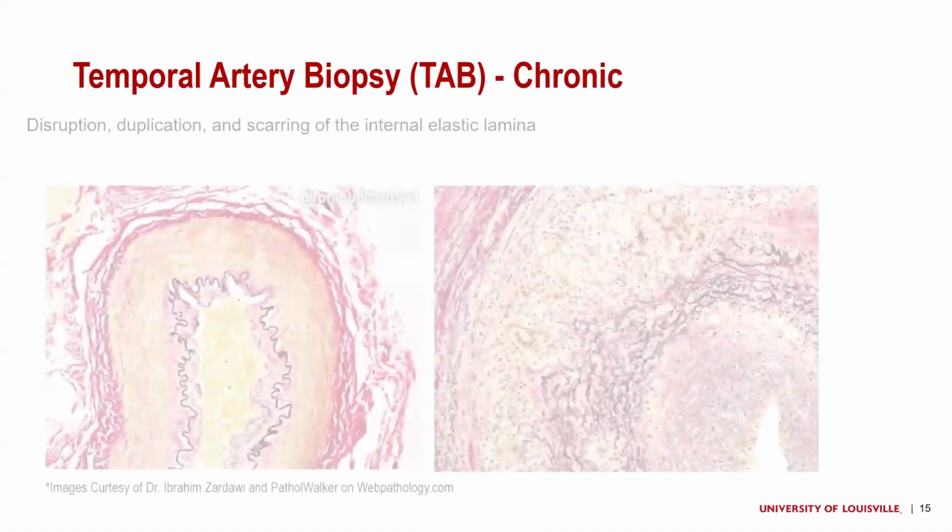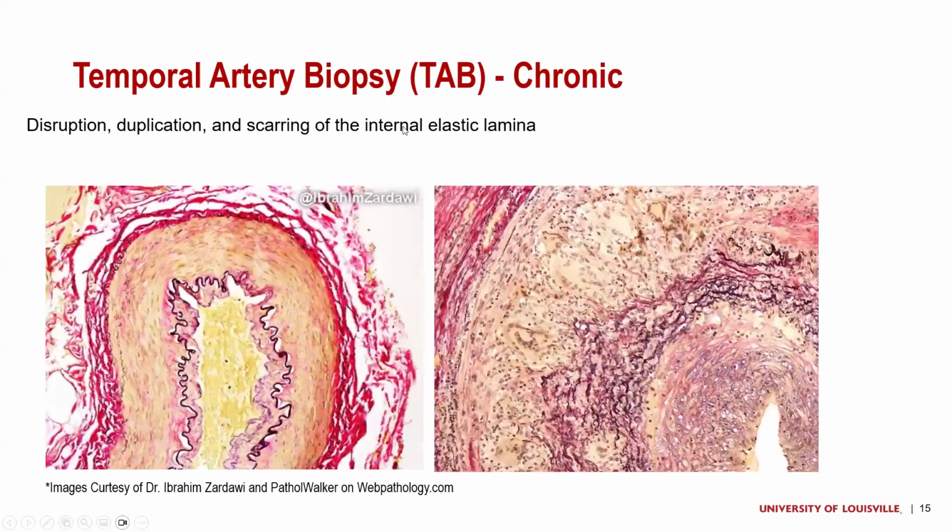The main thing you look for is the internal elastic lamina. All this inflammation is focused on the internal elastic lamina. This causes damage to the internal elastic lamina. And even once the inflammation is gone, you can still see signs of that prior damage. Usually what you see is disruption, duplication, and scarring of the internal elastic lamina.